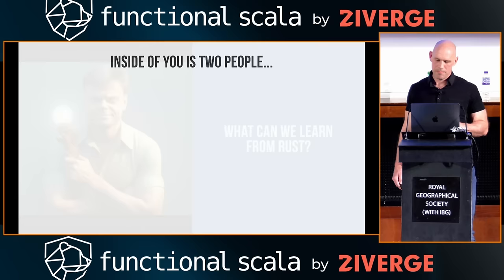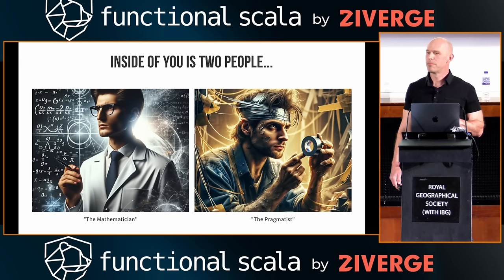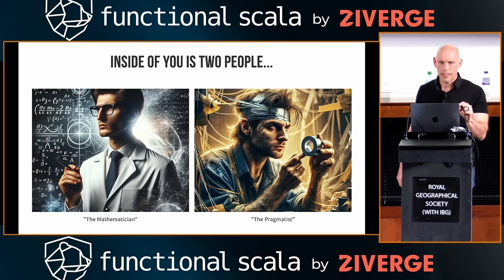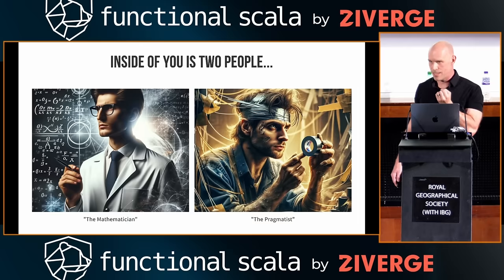Well, inside of every single one of us is two people. Okay? There's the mathematician in all of us. And the mathematician, he likes right angles, he likes equations. He likes composability. He hates duplication, abhors duplication. He's always looking for the ultimate answer to everything. He wants those five equations that govern the entire operation of the universe and distill them down to their essence.